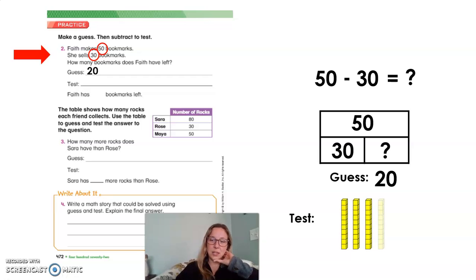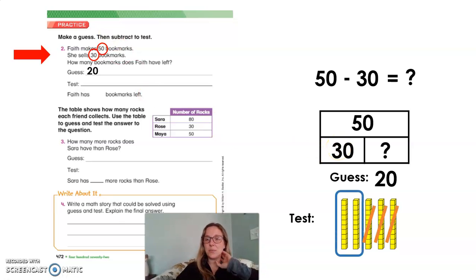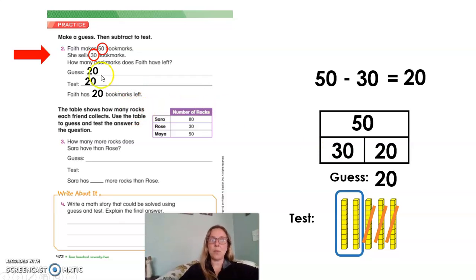10, 20, 30, 40, 50. And now we're going to take away 30, 10, 20, 30. And that leaves us with 10, 20. So our answer was 20. When we tested it, we got 20. So Faith has 20 bookmarks left.